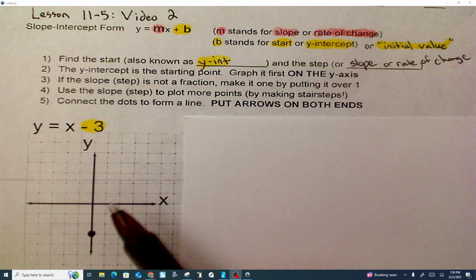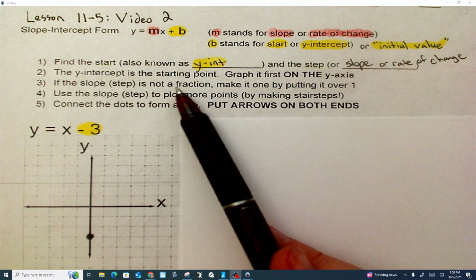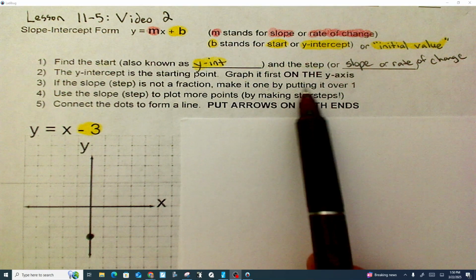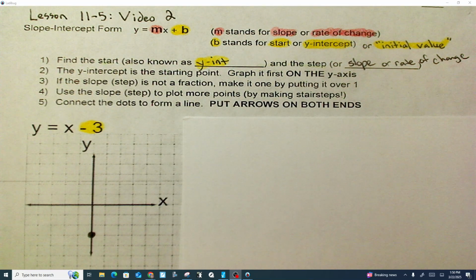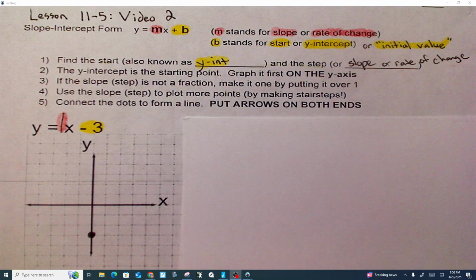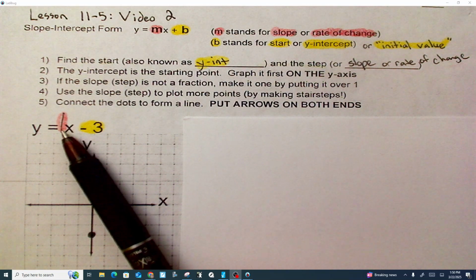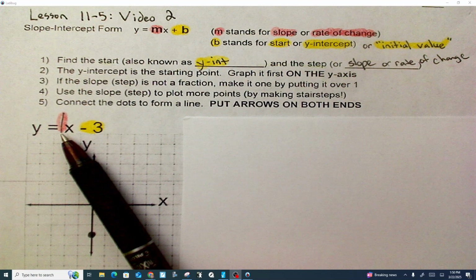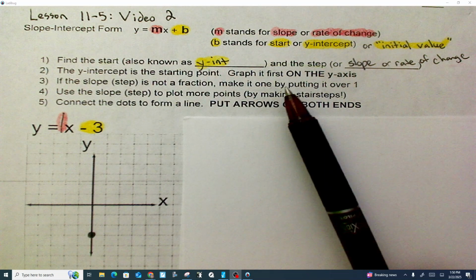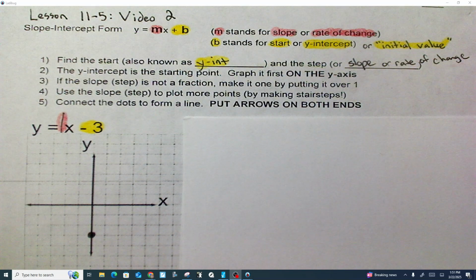And then step 3, hey, if the slope or step's not a fraction, make it 1 by putting it over 1. So let's go find our slope number. Anytime that they do not show a multiplying number in front of x, you can put a 1 there because it's the same thing, right? And so that is our slope number, and since it's not a fraction, put it over 1.